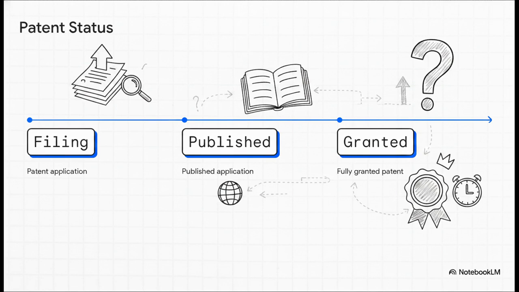Why does this matter so deeply? Because the legal and technical claims made in a patent application are almost always narrowed down, amended, or even partially rejected by examiners over the years it takes to get approved. What is ultimately granted is rarely exactly what was initially filed.